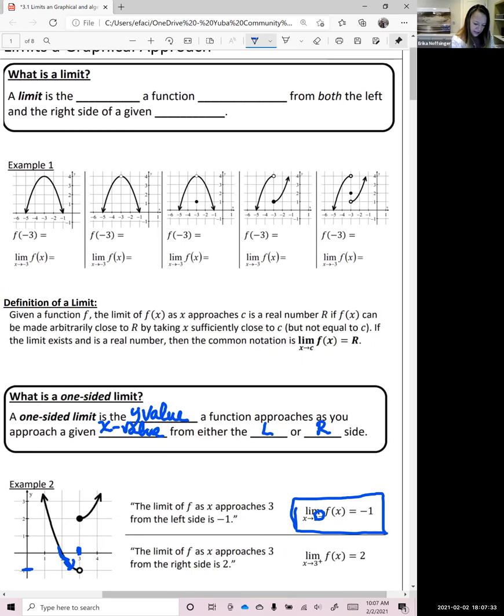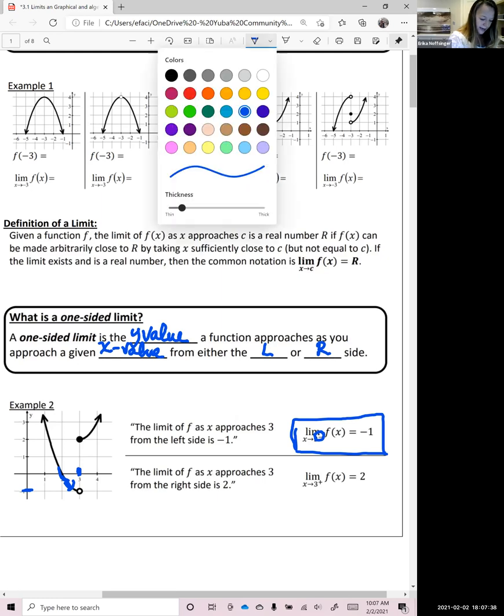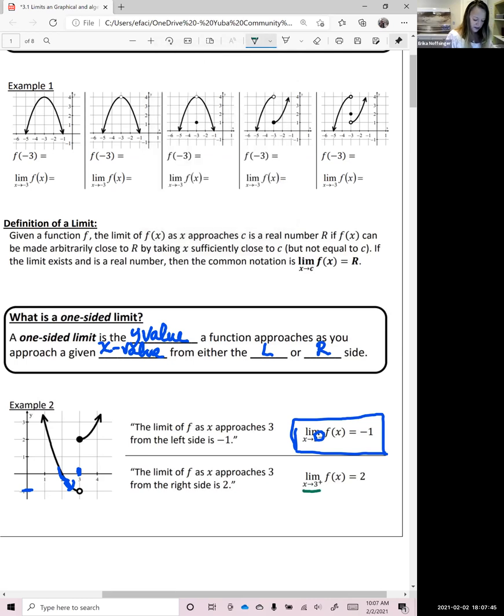Okay. And if we're looking at it as it's approaching 3 on the right-hand side, so we have this plus exponent on the 3. I would locate x equals 3 on the graph, and look at the piece that is directly to the right of x equals 3. If we follow it down as we get closer and closer to x equals 3, we're looking at the y value that you're hitting. And the y value that you're getting closer and closer to is a y value of 2.